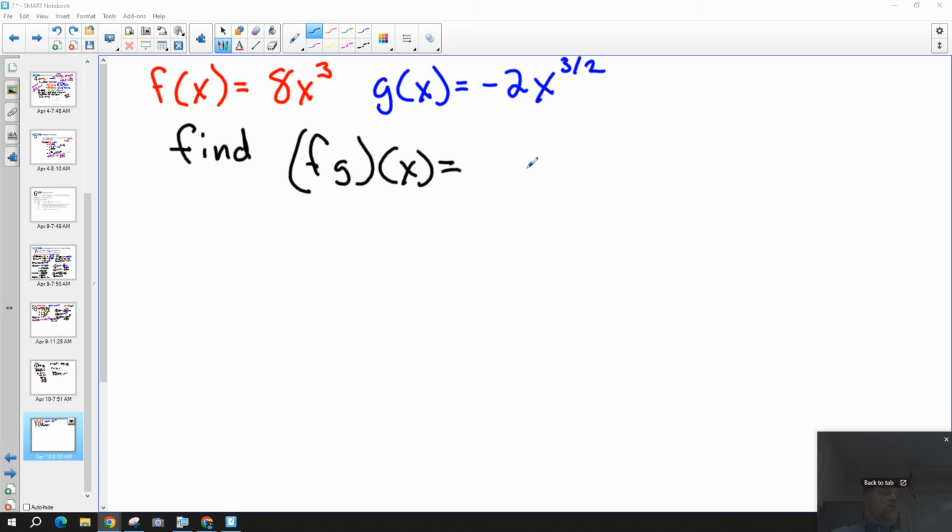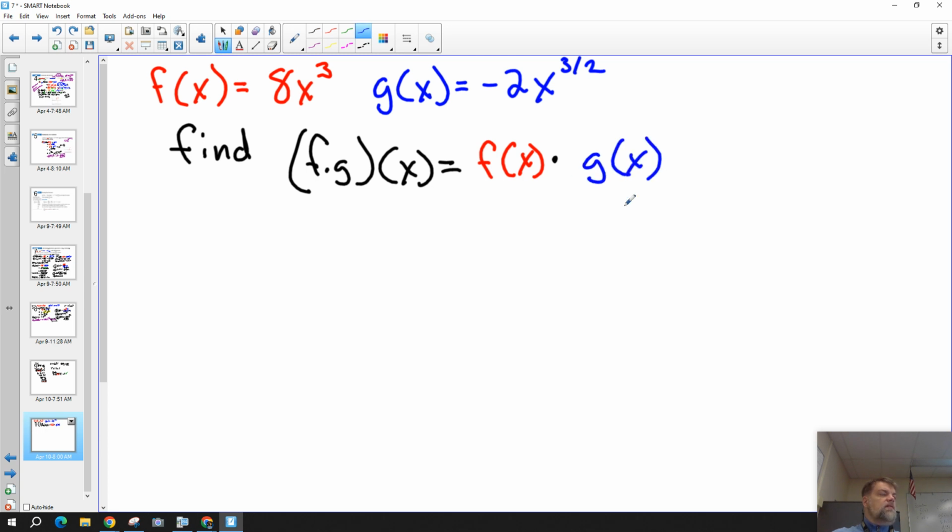Okay, so for this problem, remember when I say f g of x, I'm really saying f times g of x. So what does that mean? Well, I'm going to say f of x times g of x. And I think it just helps to write out each little step. So now what is f of x?